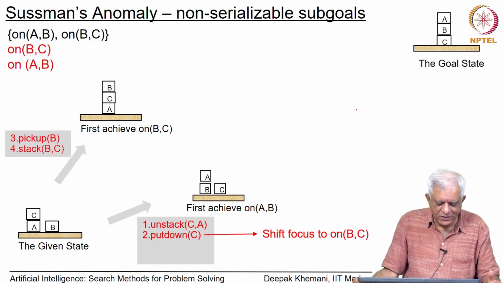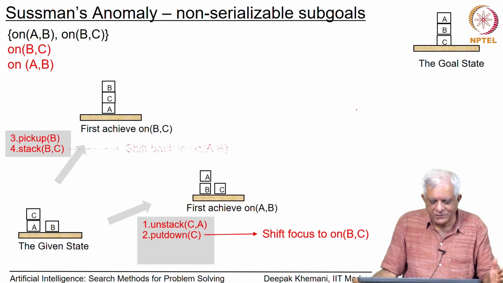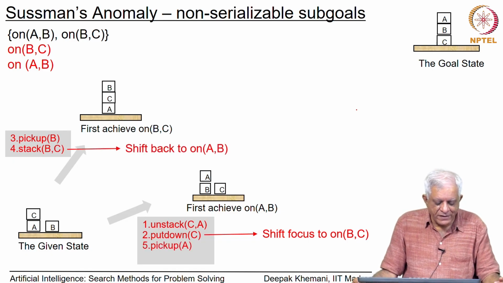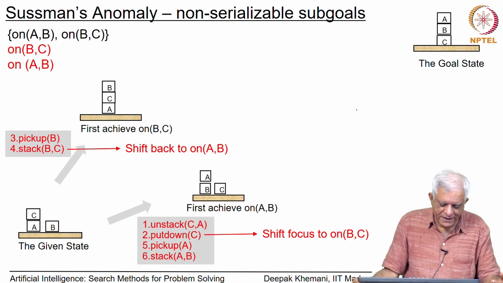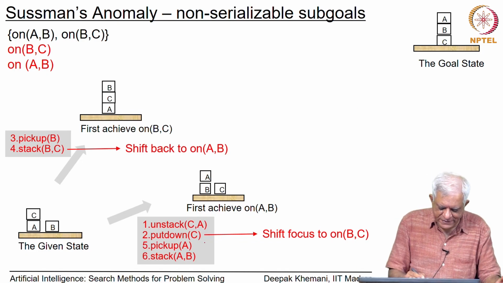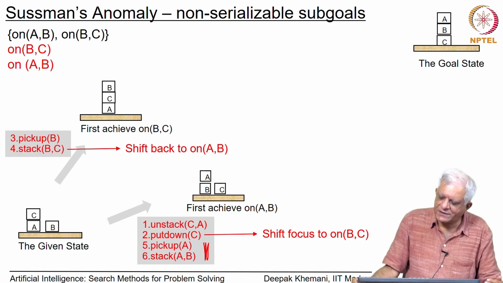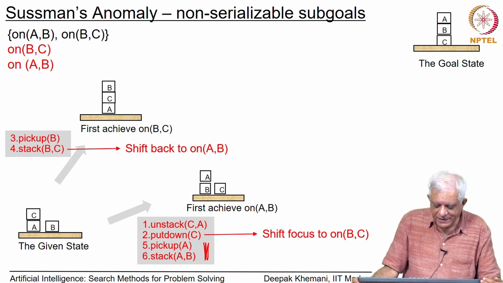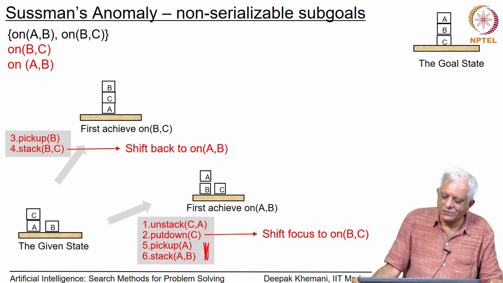So, you shift your attention to on B C, in some sense shift to the other goal, to the other branch that goal stack planning would have pursued, achieve that goal which is to pick up B and stack it onto C, and then you come back to on A B. Then you can see that when you come back to on A B, this is the remaining part of the plan that we had embarked upon, but kind of cut off midway. We come back to this plan, and in this 6 steps we have this nice optimal solution.